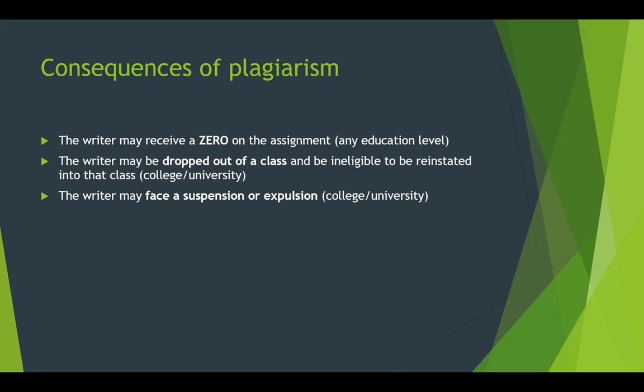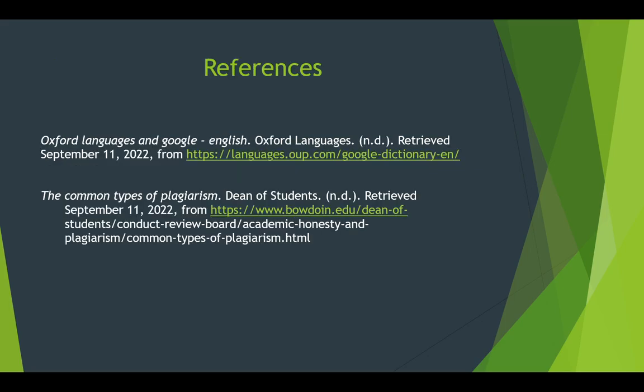And you could face a suspension or expulsion depending on the severity of your plagiarism. If it's repeated plagiarism, that's when you usually face that. So if you did it once, usually it can just be the 0, maybe dropped out if you have a really strict instructor. But if plagiarism is part of your day-to-day lifestyle, the suspension or expulsion, yeah, that's probably going to happen eventually.